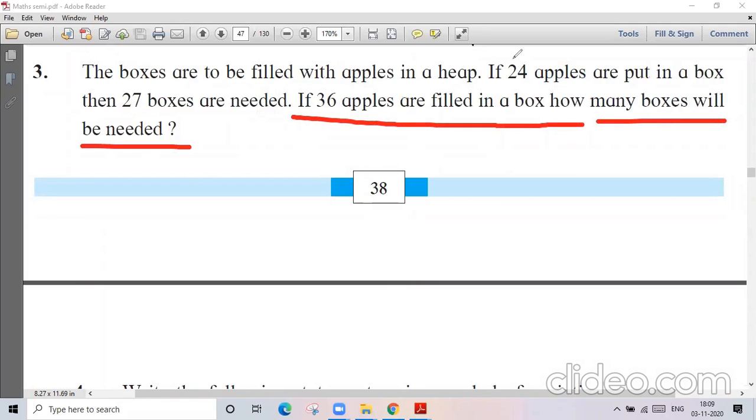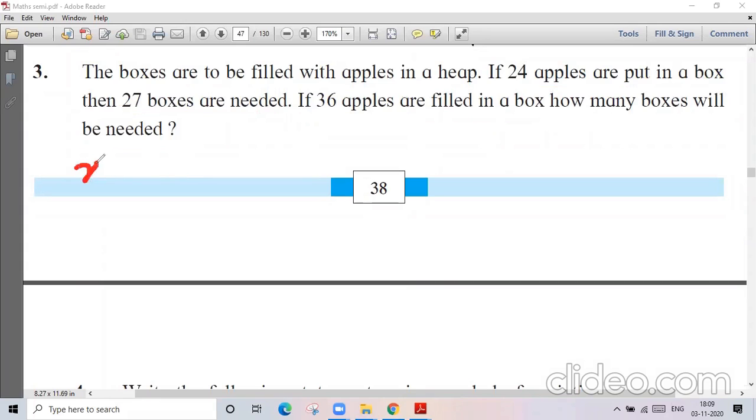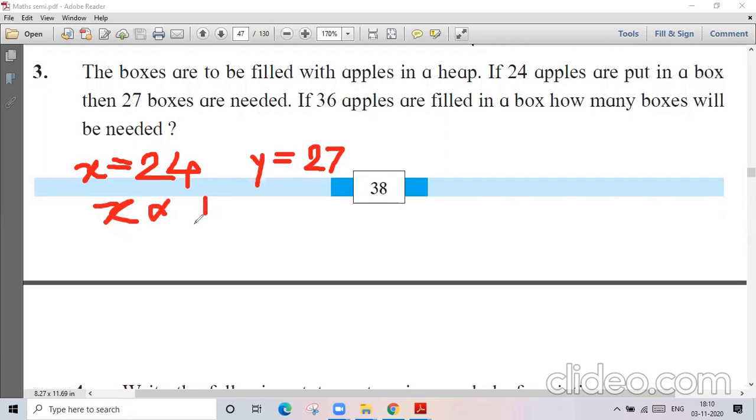Right? बघा. Here x is equal to number of apples, 24. Then y is equal to number of boxes, that is 27. Right? Here x is inversely proportional to y. साहजिकच आहे. ऍपल्स वाढले की बॉक्सेस कमीच लागणार आणि ऍपल कमी झाले बॉक्सेस जास्त लागणार.